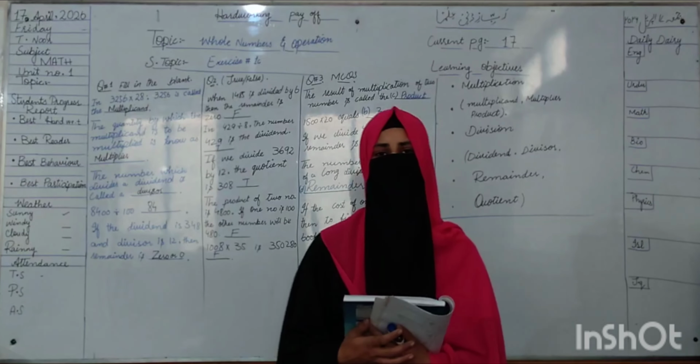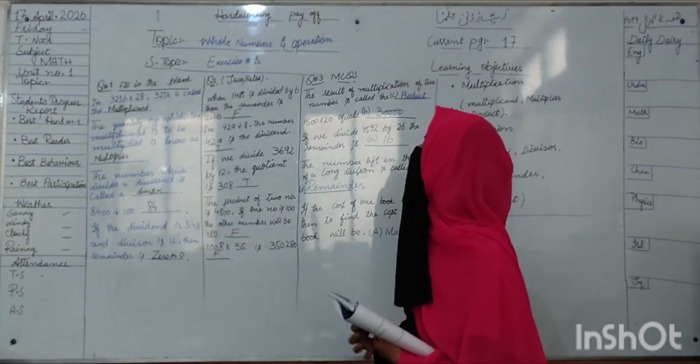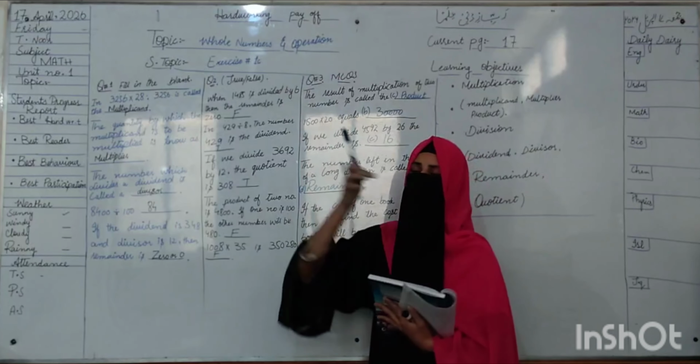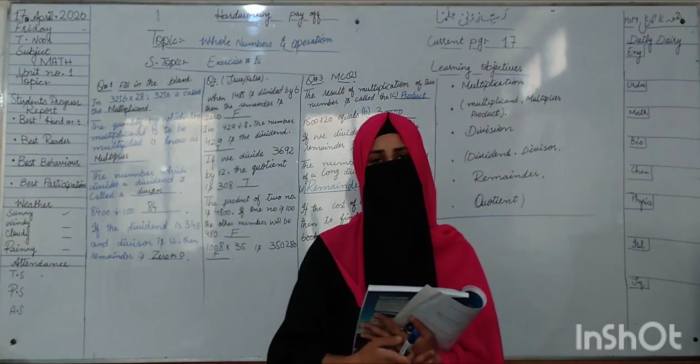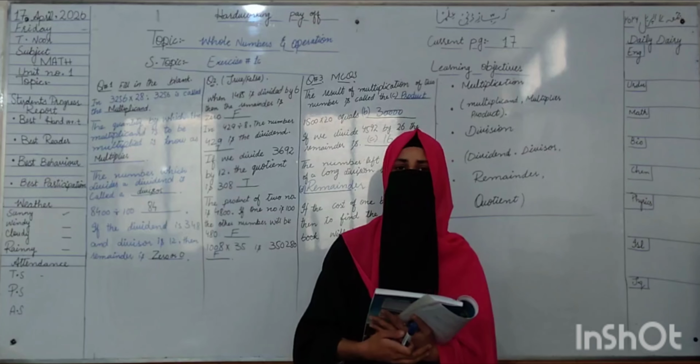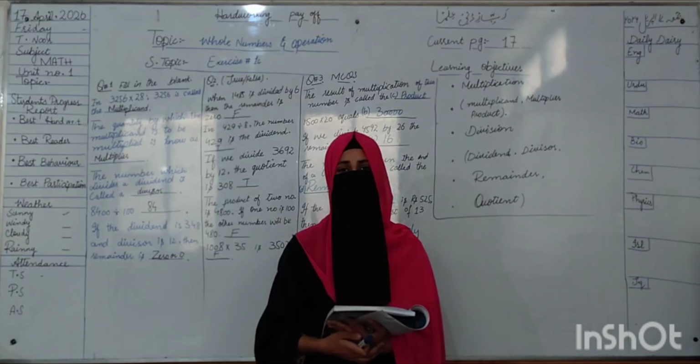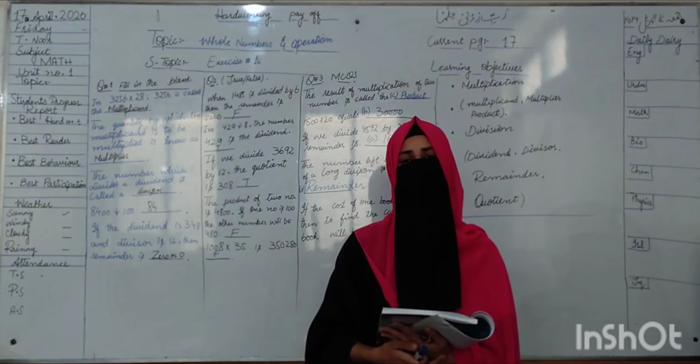Academia online class grade 4, in which we have been doing unit number 1, whole numbers and operations. Today's topic is about exercise number 1C, in which we have to do multiplication and division. All the students, open your book page number 17 and also pick your pencil.